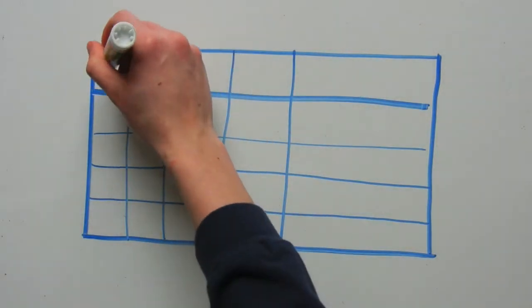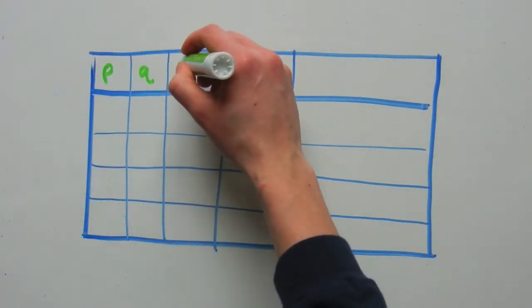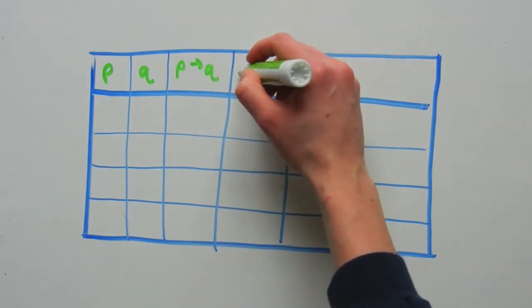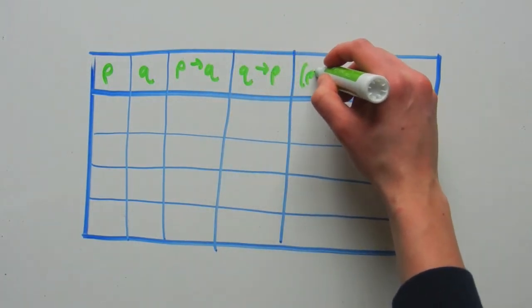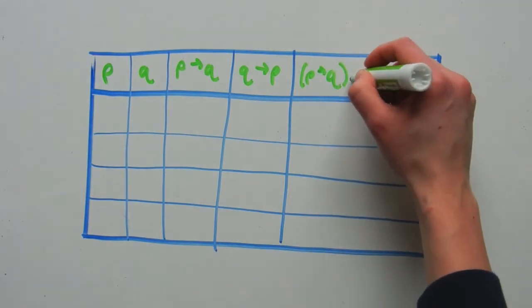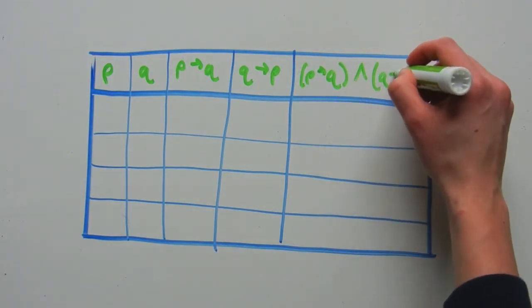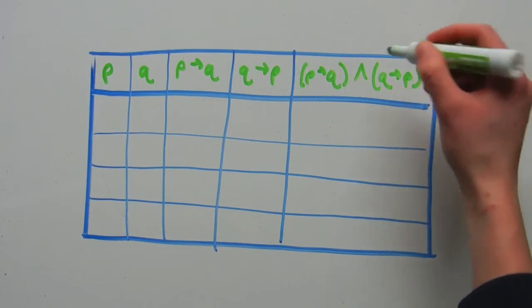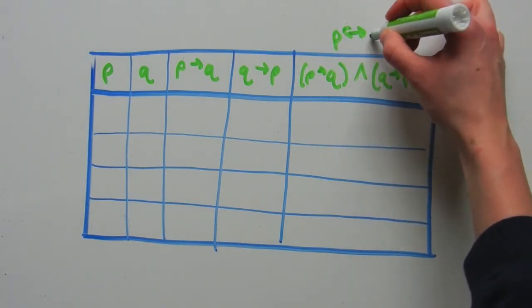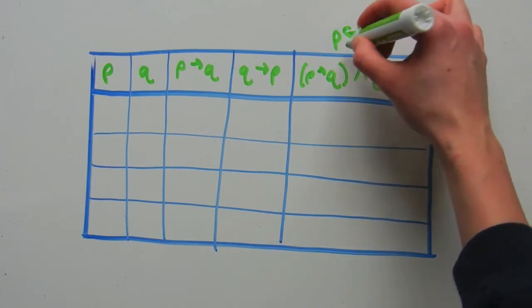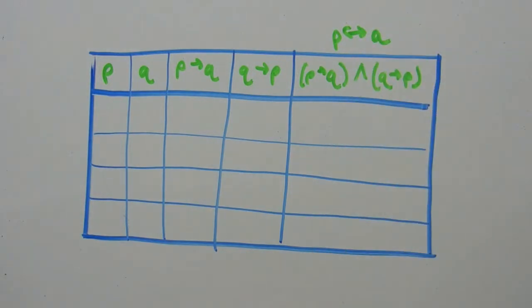So here we have P, Q, P implies Q, Q implies P, and P implies Q and Q implies P, which is also P if and only if Q. They mean the same thing. This is the biconditional. So let's fill in the truth values.